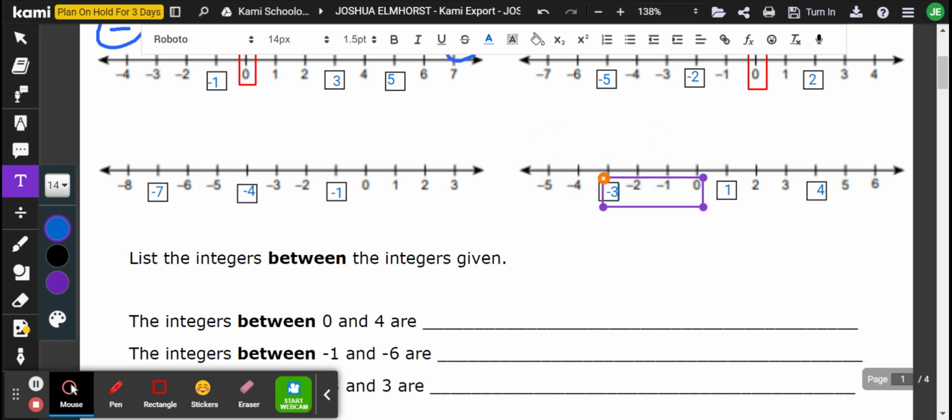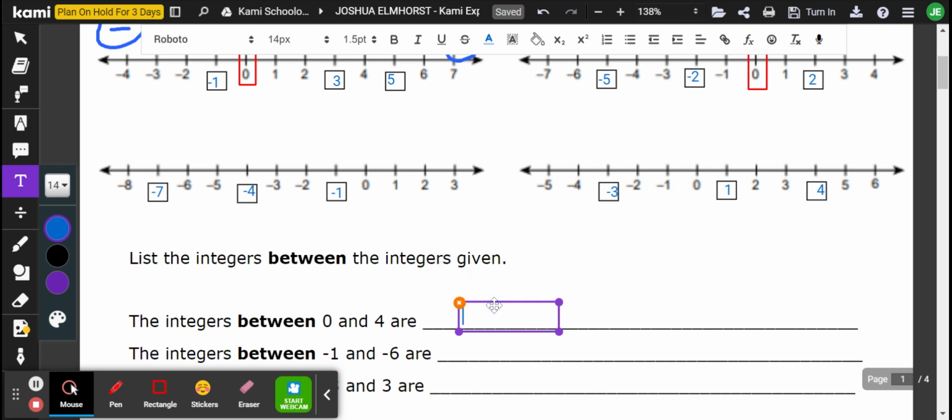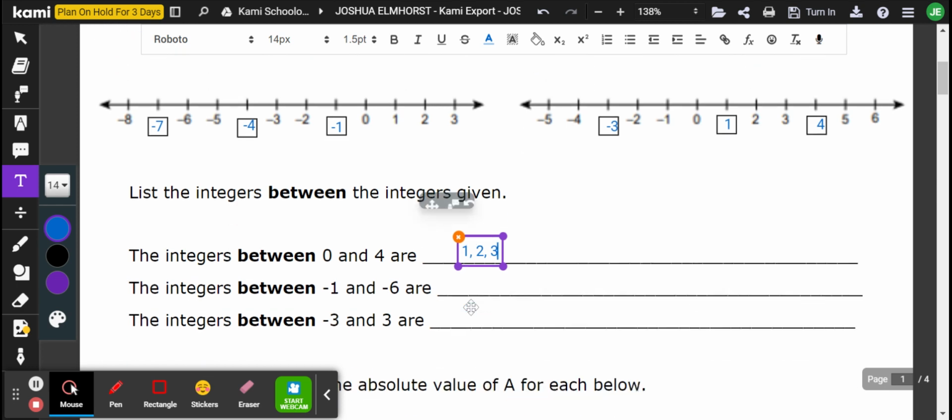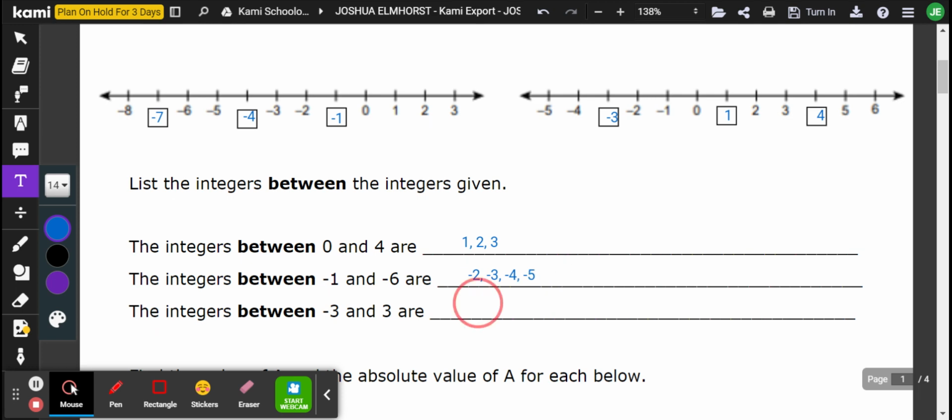Okay. List the integers between the integers that are given. So we have 0 and 4. So complete numbers, no fractions or decimals. So then after 0, you have 1, 2, 3. And going left of 0, we have negative. You have -1, then you have -2, -3, -4, and -5. And then you got -6. So these are the numbers that are between.